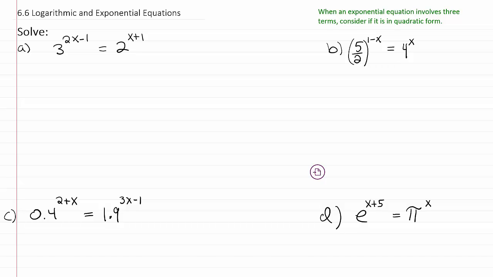Solve 3 to the 2x minus 1 is equal to 2 to the x plus 1. All right, in order to solve this, we're going to apply the ln to both sides because we cannot rewrite 3 and 2 so they have the same base. So we'll take the ln of the left and the ln of the right.